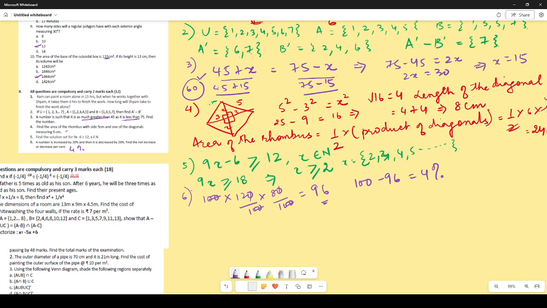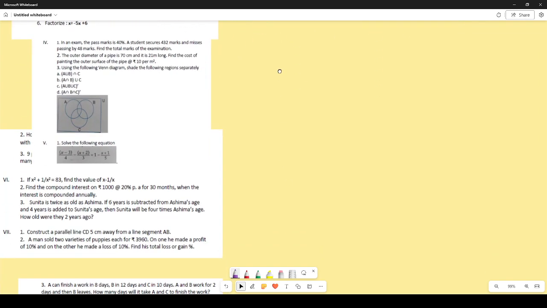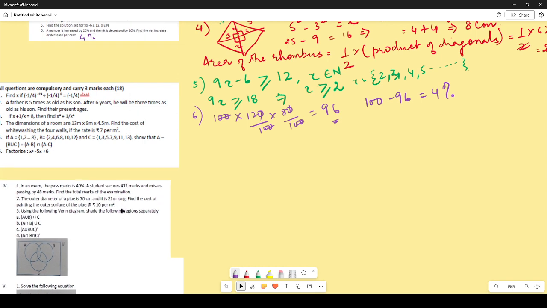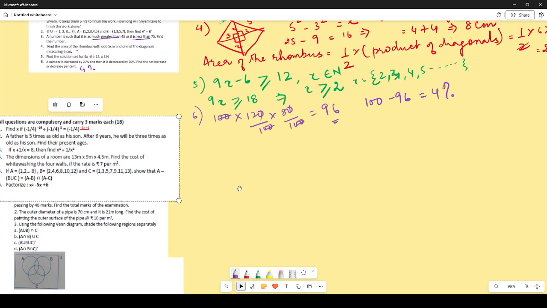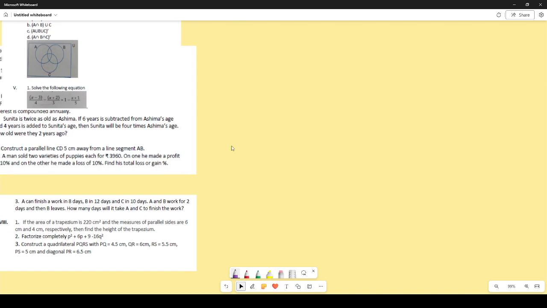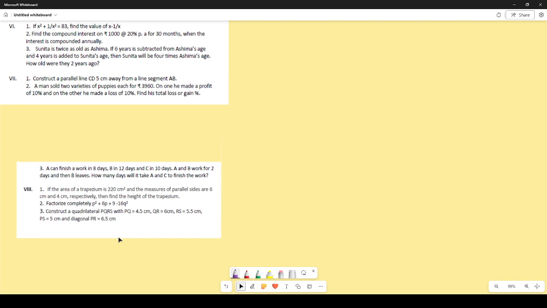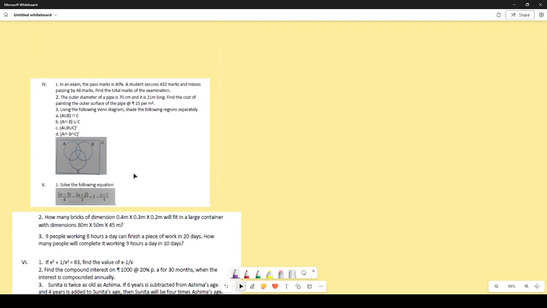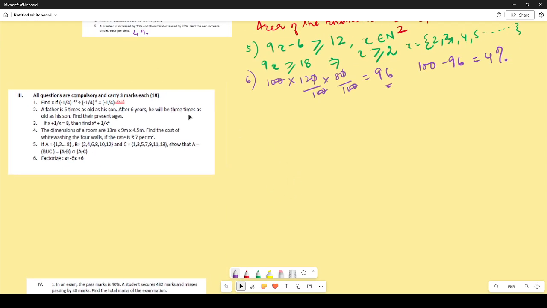Now let us take up the questions which were of 3 marks. Let me shift all of these a little bit underneath this. So let us take this up. Now the questions which were of 3 marks each. Sorry, let me shift it even more so that we can solve them easily. Let us take up these questions over here now.